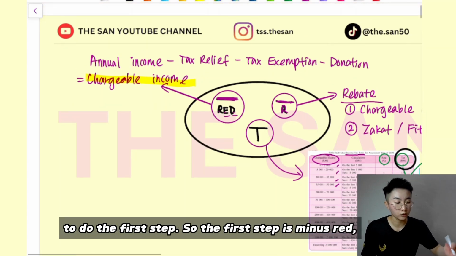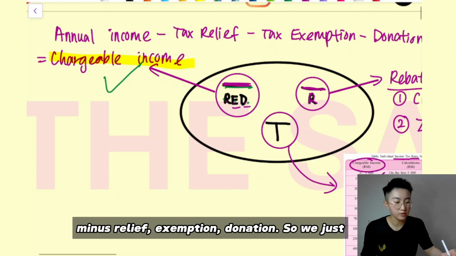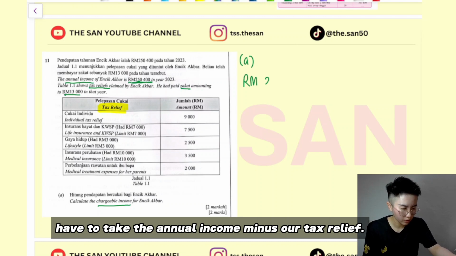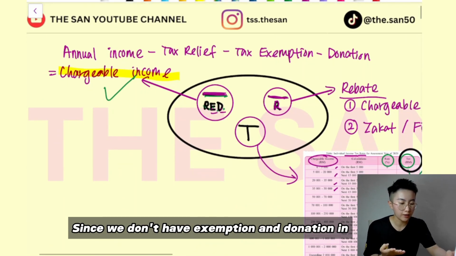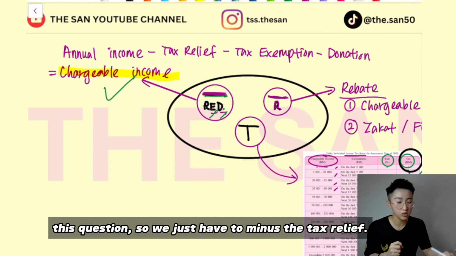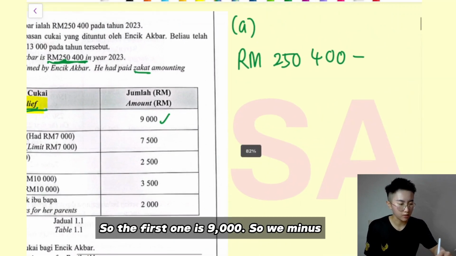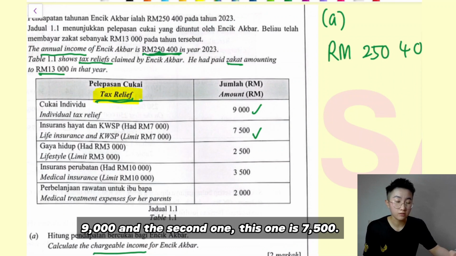That means we just have to do the first step. The first step is minus RED, minus relief, exemption, donation. So we just have to take the annual income minus our tax relief. Since we don't have exemption and donation in this question, we just have to minus the tax relief. Okay, so the first one is 9,000. So we minus 9,000. And the second one is 7,500.